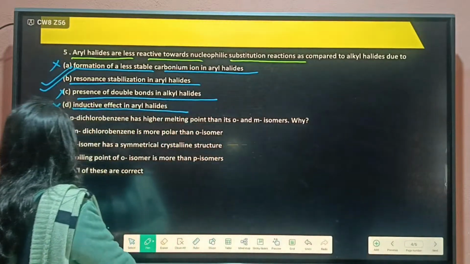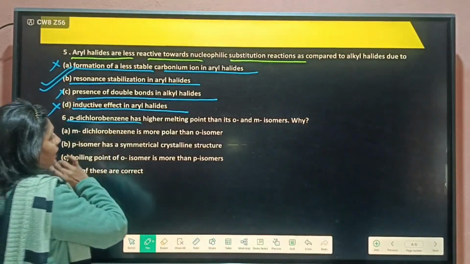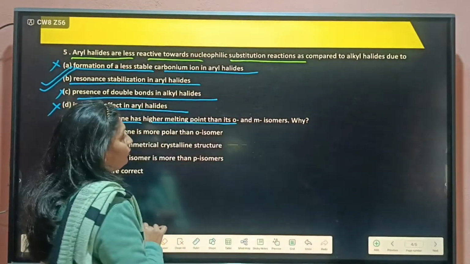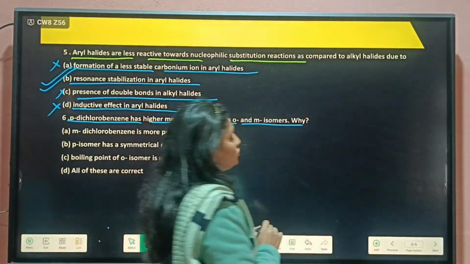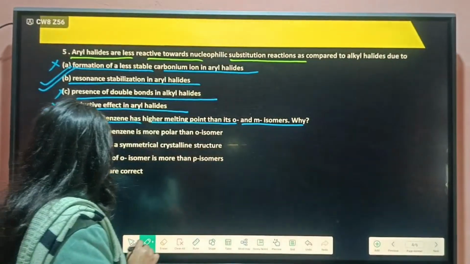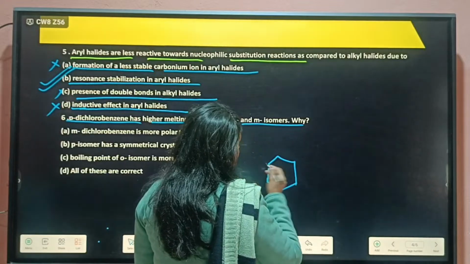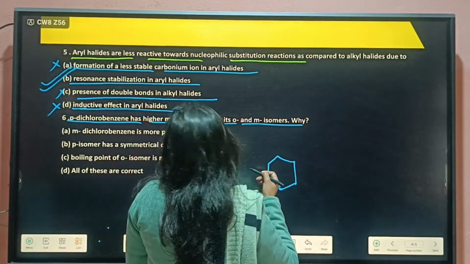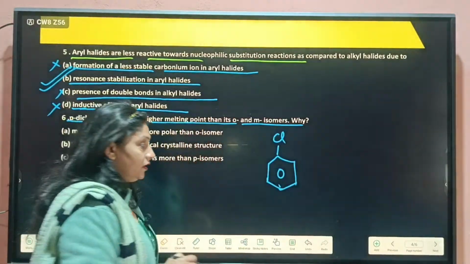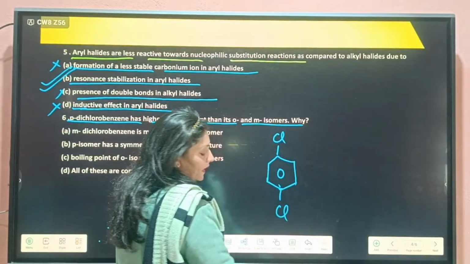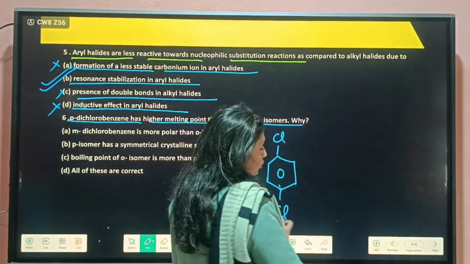Then question number 6. Para-dichlorobenzene has higher melting point than its ortho and meta isomer. Why? Students, para means 1,4 position. Para-dichlorobenzene means this is chlorobenzene. Para means at 4th position. At para position also one more chlorine here. This is the para-dichlorobenzene.